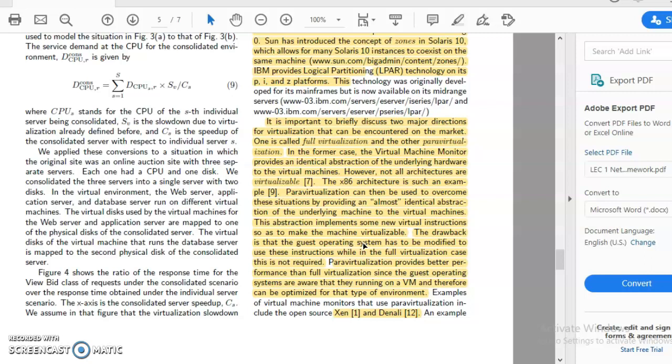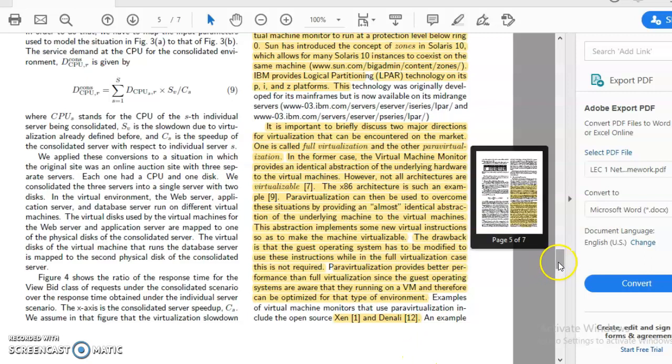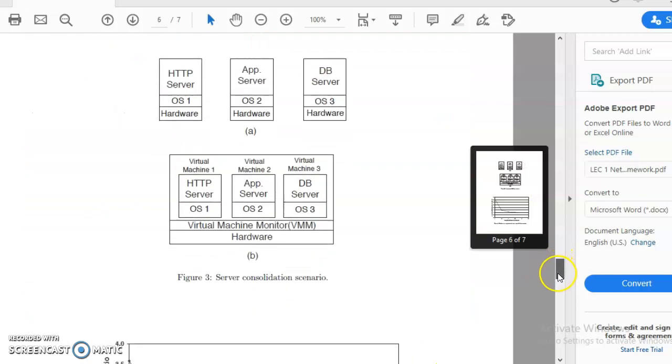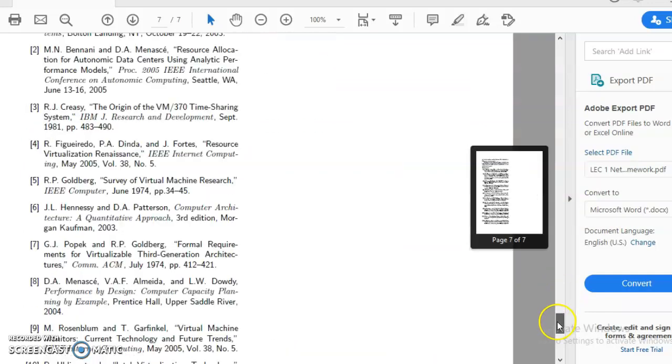This is para virtualization, and the performance of para virtualization is better than full virtualization because in para virtualization the guest operating systems are already aware that they are running on a virtual machine, and therefore they can be optimized for that type of environment. Examples of para virtualization are Xen and Denali. So this is your topic, virtualization. If we get some more resources, we can discuss some more of it also.